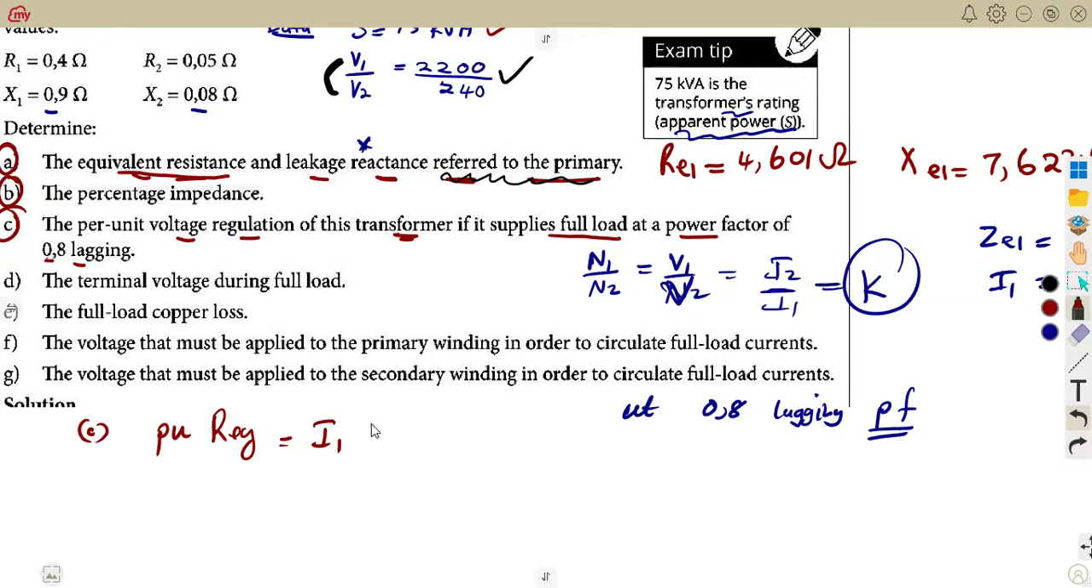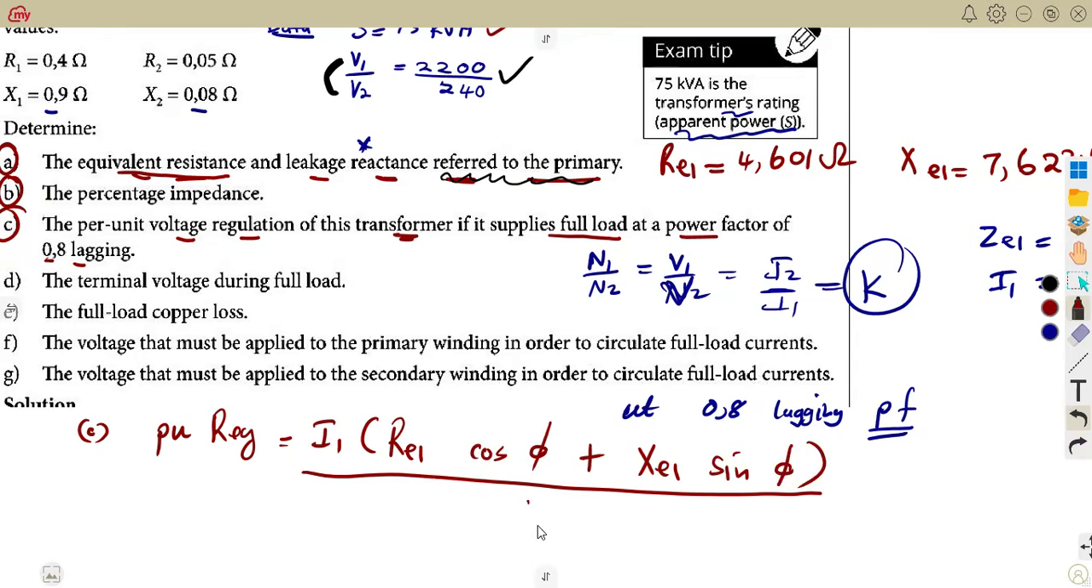So we say this is going to be I1 into RE cos phi, so we're going to have our power factor there, plus XE1 sine phi, everything over V1. Why a plus? Lagging. Remember, it's plus for lagging and minus for leading. So the plus is for the lagging power factor.